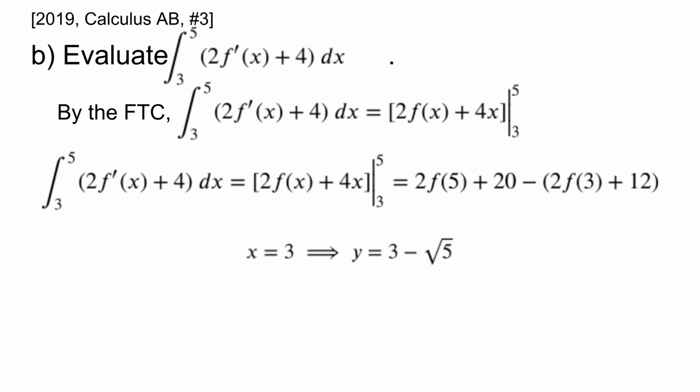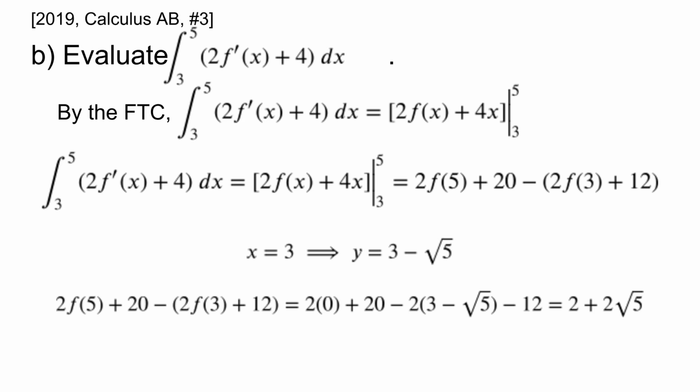We are given in the question stem that when x is equal to 3, the y-coordinate is 3 minus the square root of 5. So when we put all of this information in, we get that the integral from 3 to 5 of 2 times f prime of x plus 4 dx is 2 plus 2 square root 5.